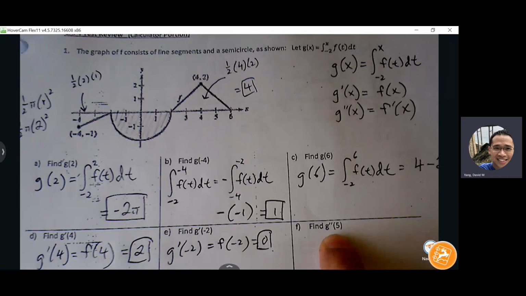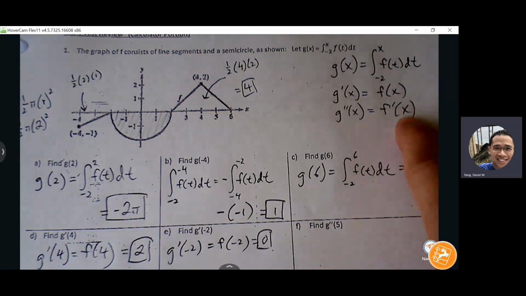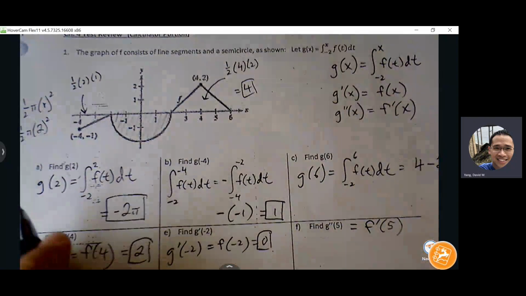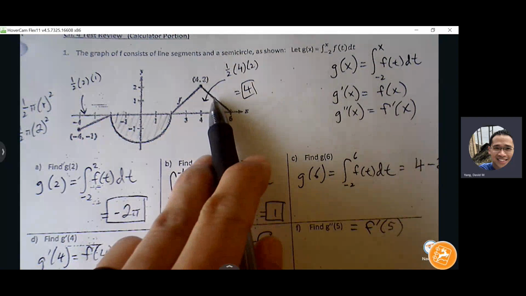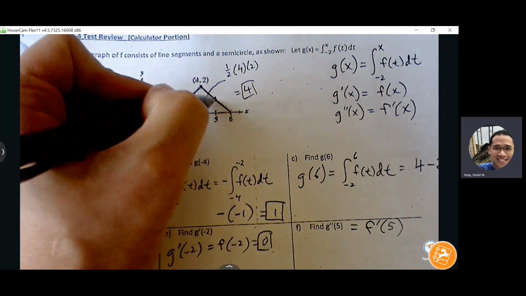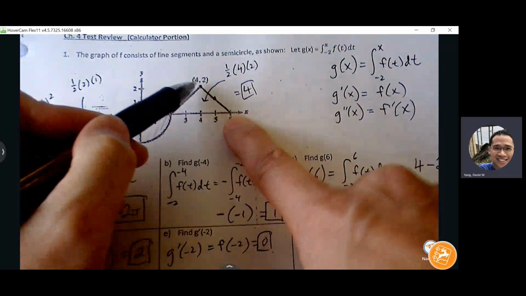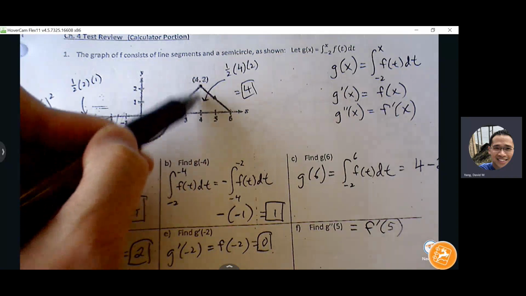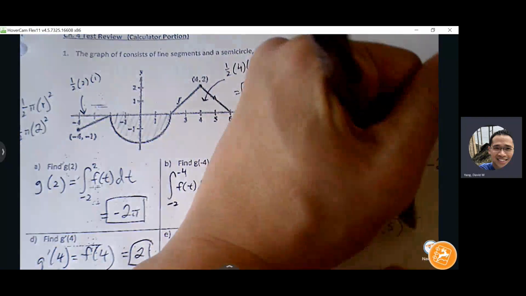Okay, G double prime of 5, and G double prime of 5 is F prime of 5. F prime of 5 means you're going to find the what? The slope, right? So you just have to figure out, it's along this line here. So if I just find 2 points here and find the slope, down 2 over 2, what's the slope of this line? -1.